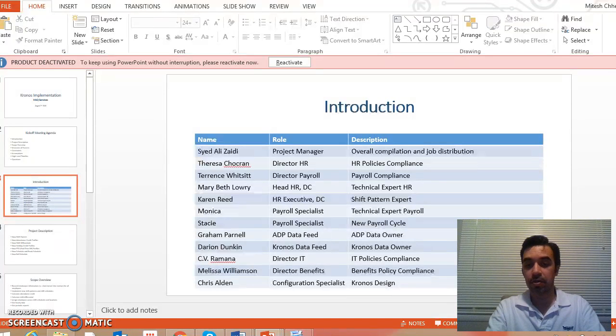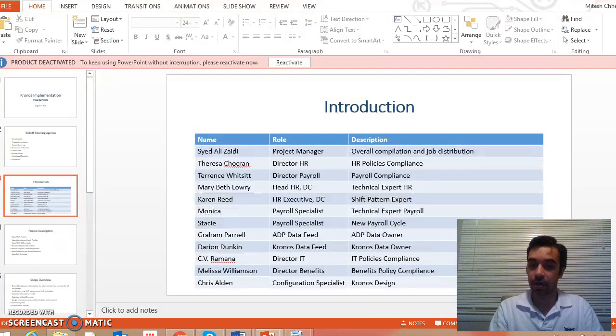CV Ramana is the director of IT. He's going to be providing us guidance in terms of whether we are totally in compliance with IT policies. If there is any conflict, he's going to be providing us guidance, and he's going to get us the approvals for any policies that we're going to need in terms of IT.